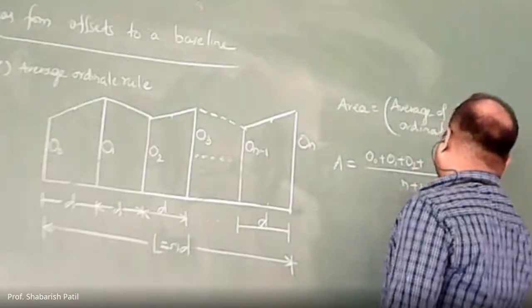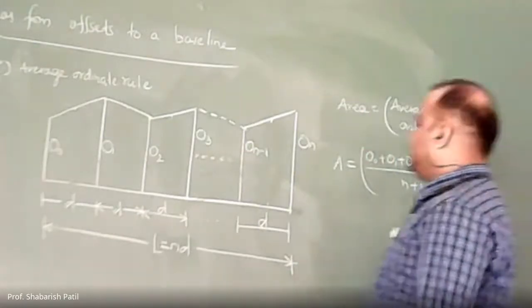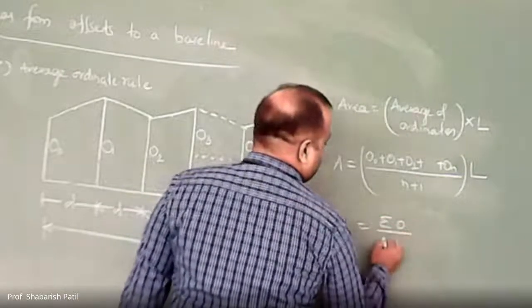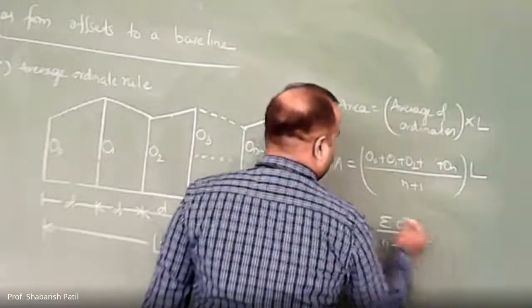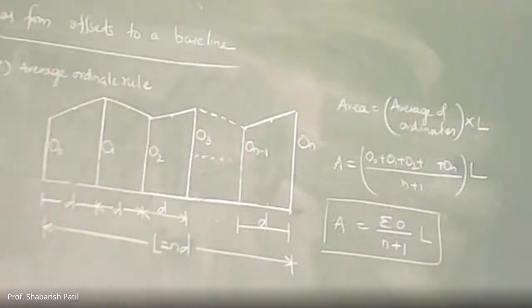Okay, it's n plus 1. Right. It's n plus 1 multiplied by length. Okay, it can be written as sum of all the offsets divided by n plus 1, multiplied by L. Okay, this is the formula for calculating the area by average ordinate rule. Okay, any difficulty here?